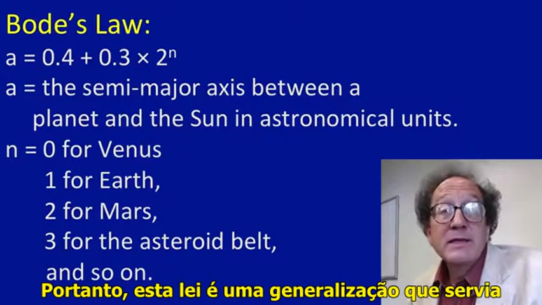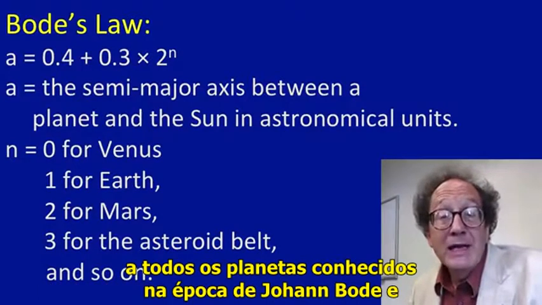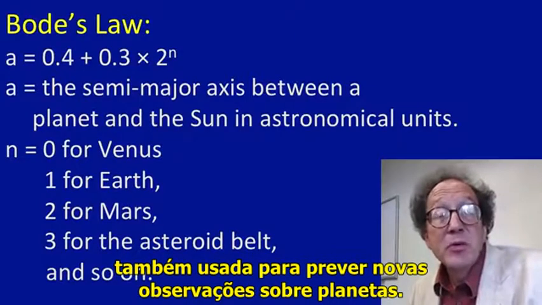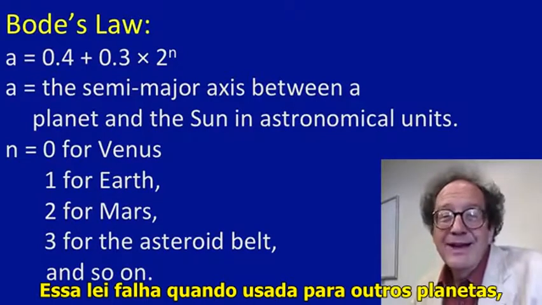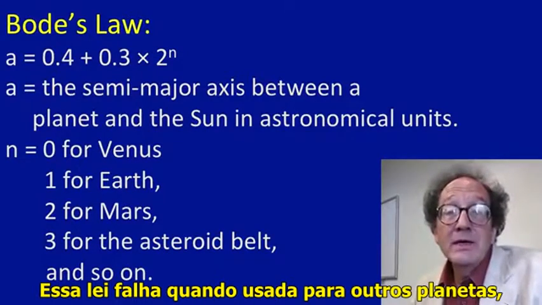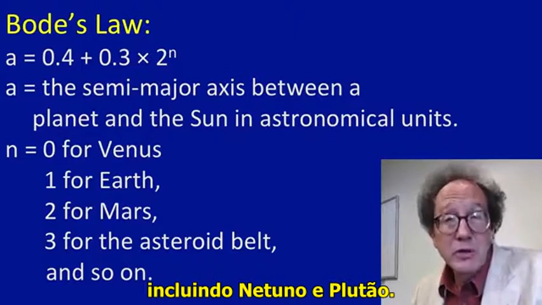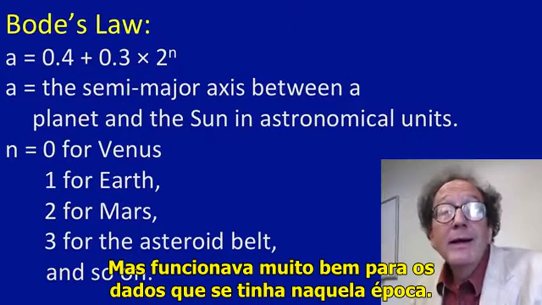So this law is a generalization that held for all the planets that they knew in Bode's day, and also used to predict new observations of planets. Pretty cool. It actually turns out to fail when you get to other planets, including Neptune and Pluto, but still it worked pretty well for the data that they had.